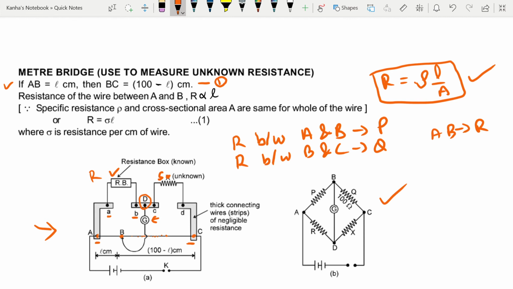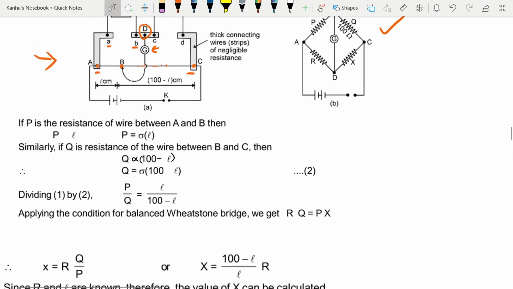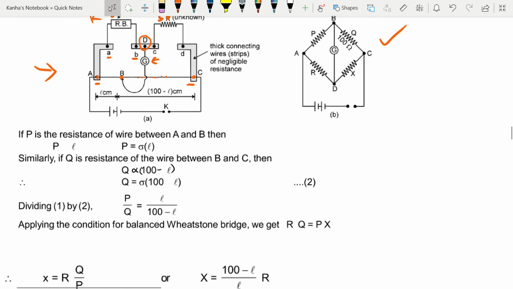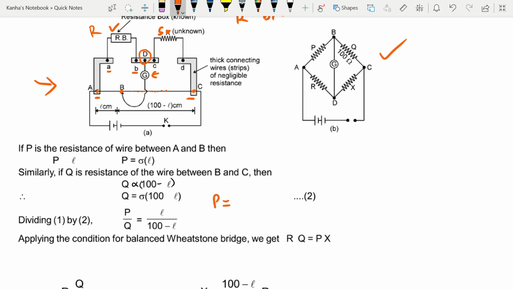Similarly, if I know the length of the segment BC, I can calculate the resistance for that. Now with this in mind, I can easily write the two resistances as follows. Let's say P is the resistance between A and B. So P can be written as how much?